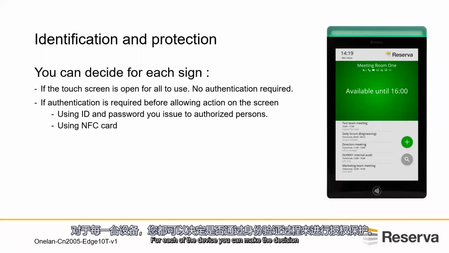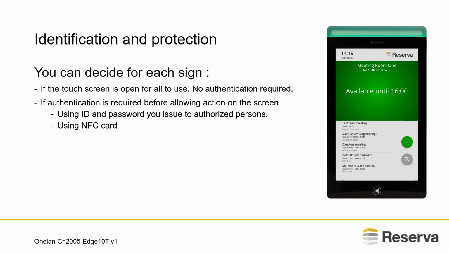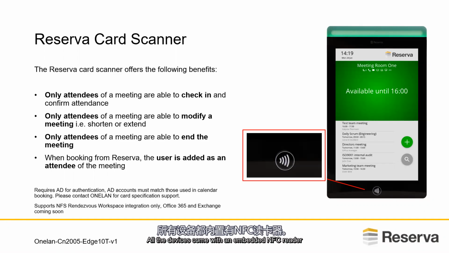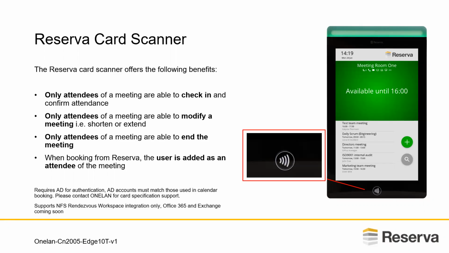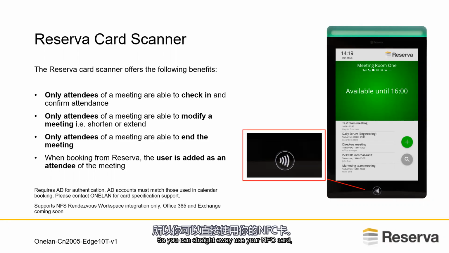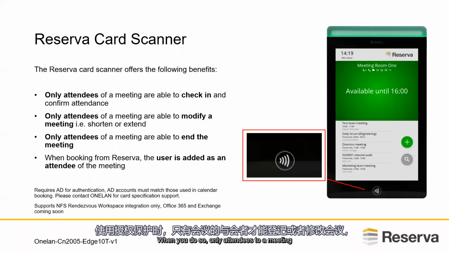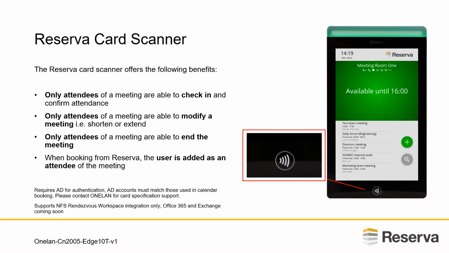For each device, you can make the decision whether you want to protect it with authentication of the operator through an identification process. This can be with an ID and a password or using an NFC card. All the devices come with an embedded NFC reader. So you can straight away use your NFC card, probably the one you are using for your access control to your offices. When you do so, only attendees to a meeting will be allowed to check in or to modify that meeting, including ending or changing the time of a meeting.